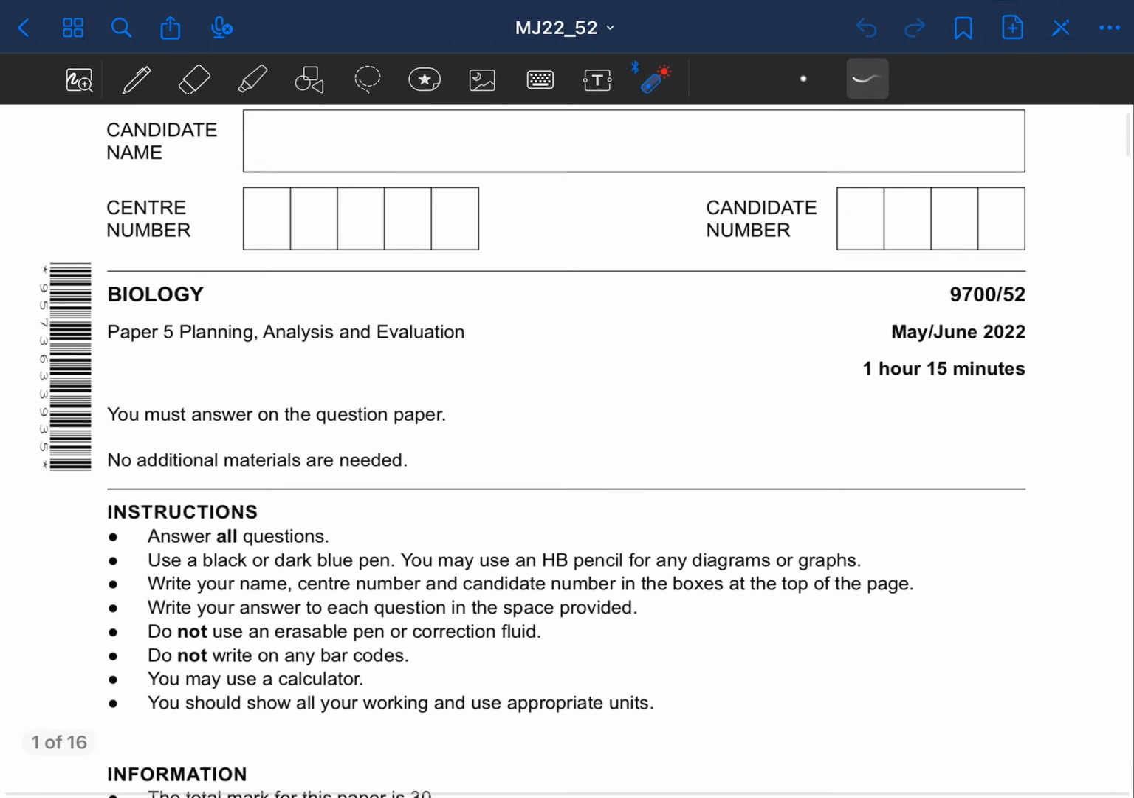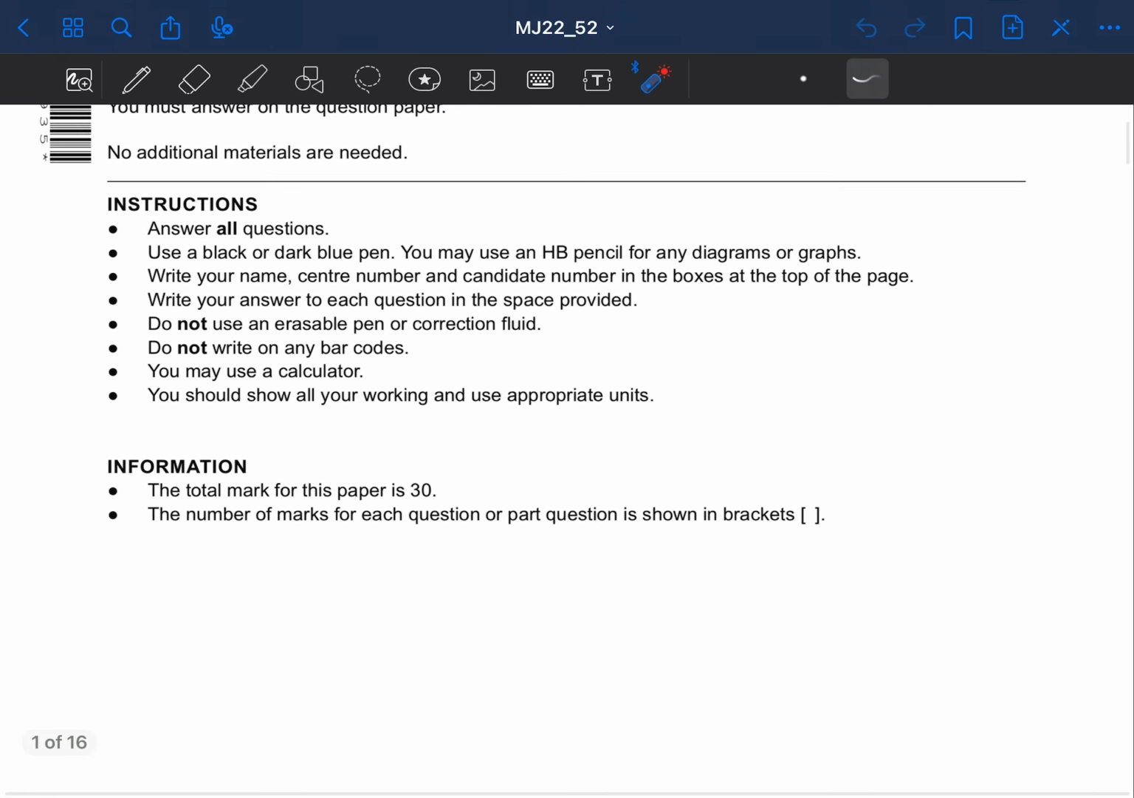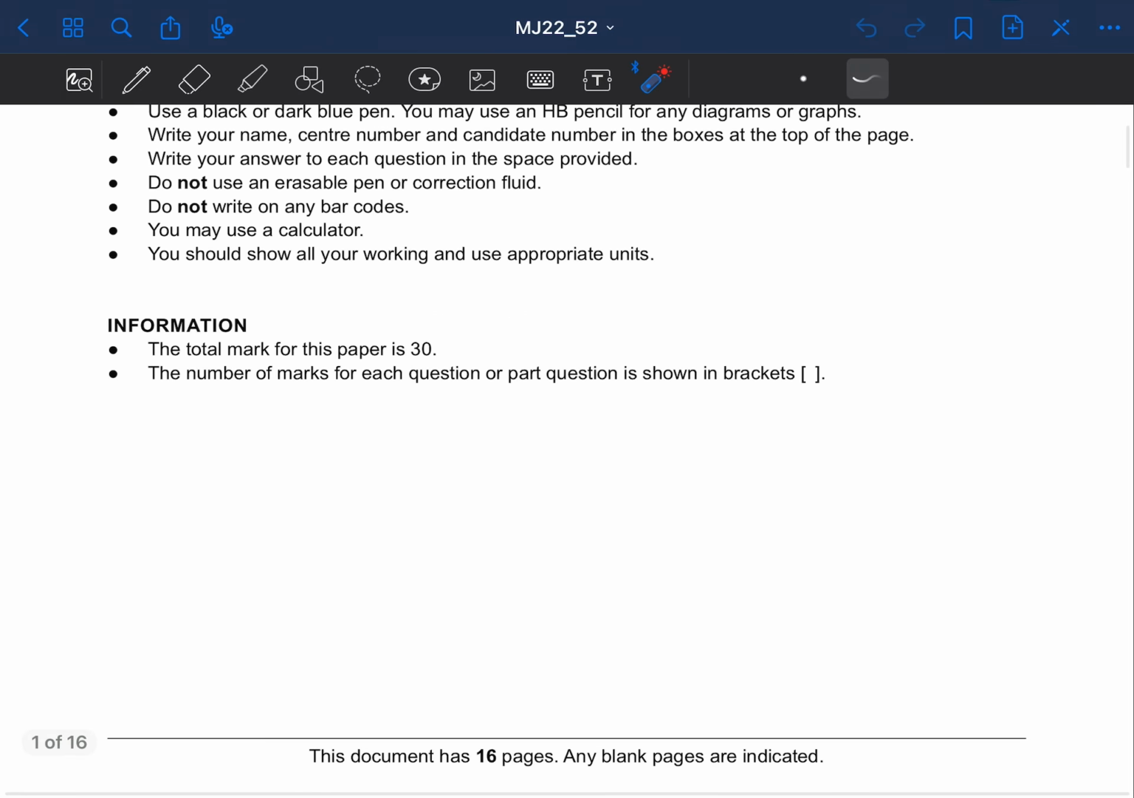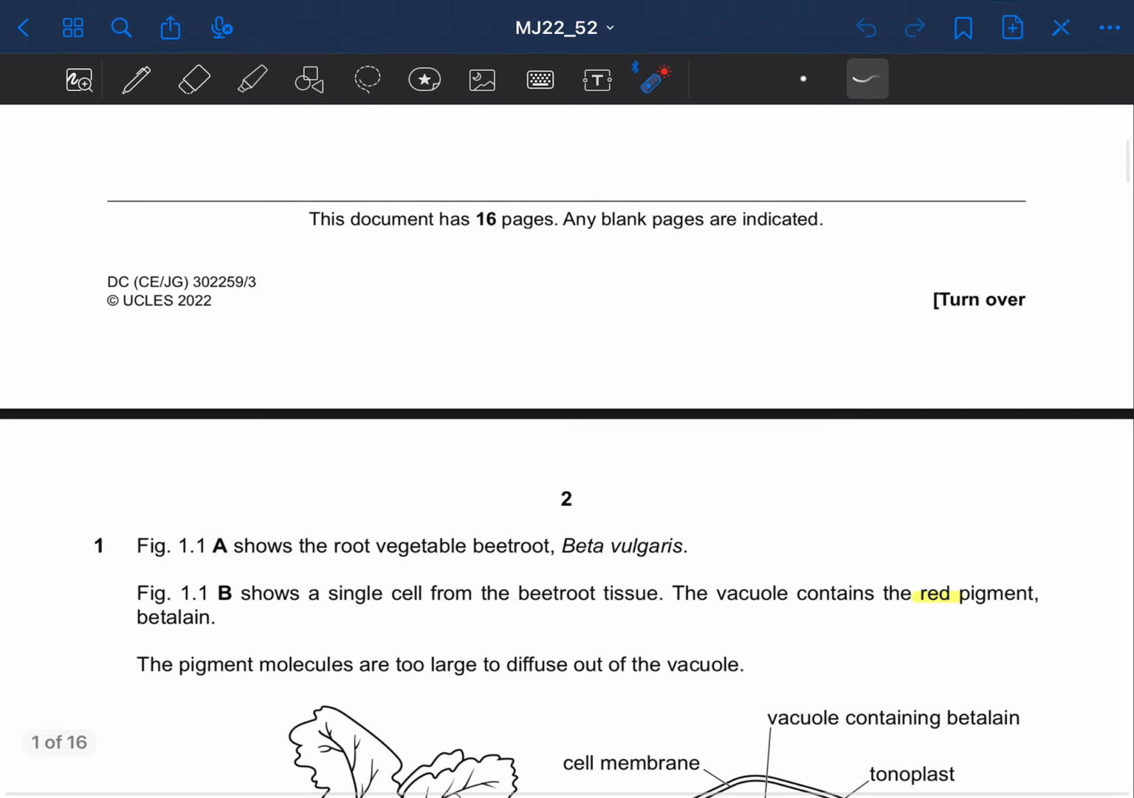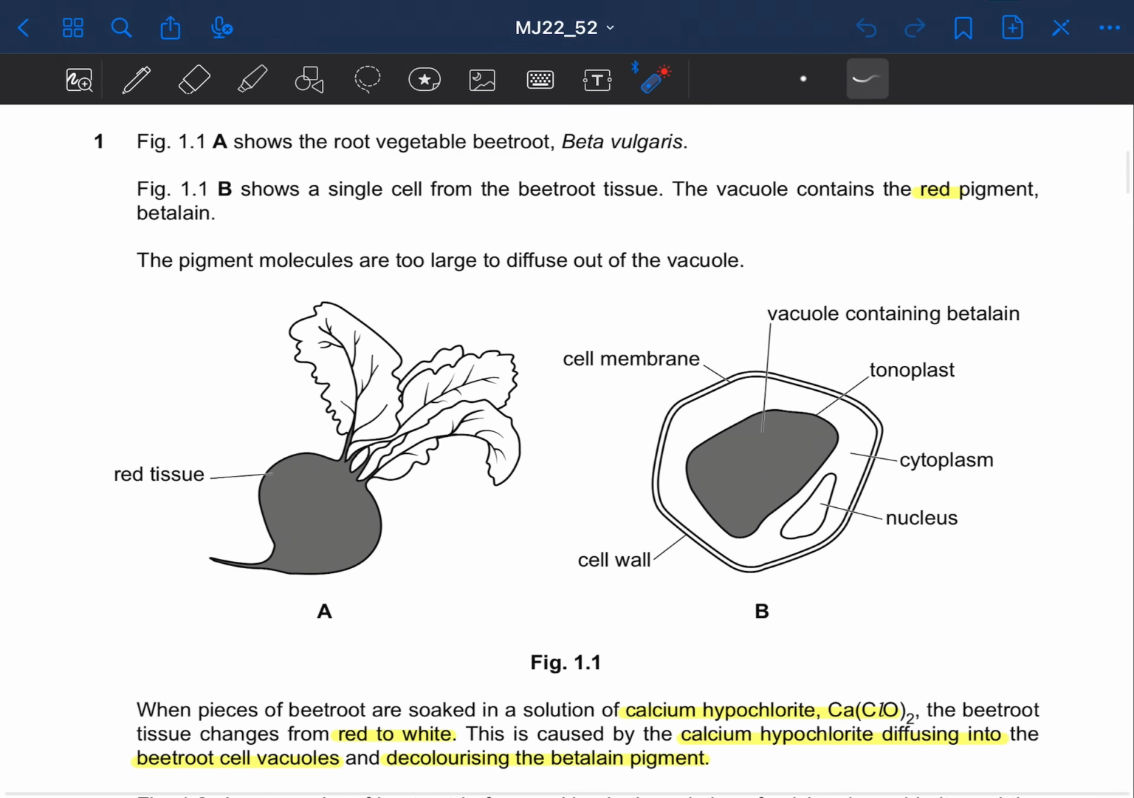And of course, you can also refer to the marking scheme to see what are the possible points that can be earned. All right, so for this investigation, we are looking at the root vegetable, the beetroot. With this we have figure A and figure B, with figure B showing a single cell from a beetroot tissue, and we can also see that the vacuole contains the red pigment called betalain. They've told us here that the pigment molecules are too large to diffuse out of the vacuole. That means that they remain inside the vacuole.